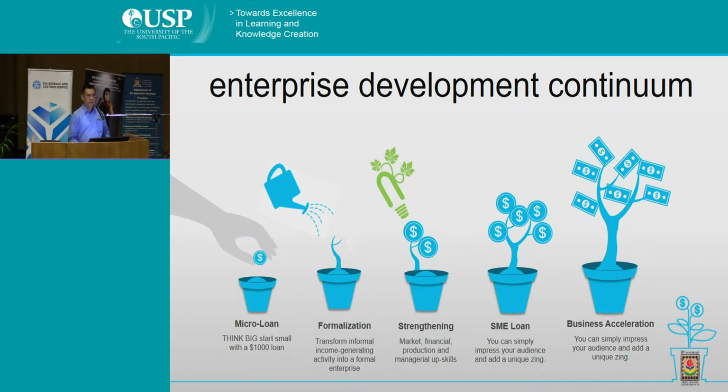So what is now the enterprise development continuum? We start with a micro loan. Start with 1,000. That's the lowest that we give, actually. 1,000 Fijian dollars, but we say, start small, but think big. Think big, start small, with a $1,000 loan. And then we help you formalize. We don't want you to be informal forever, because if you are informal, basically you are also illegal. You're illegally operating a business.